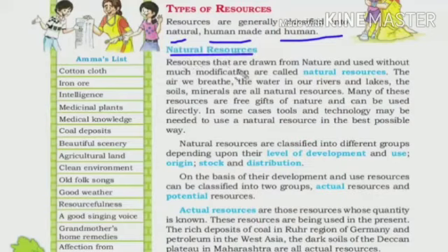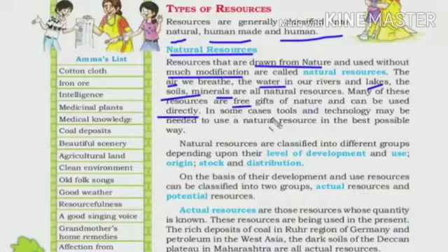By the name you can figure out that it is drawn from nature, and we use it with a little bit of modification. As we have read earlier, it is of no use if you don't know how to apply the knowledge. With modification, we can use the resources that are provided by nature. Some of the natural resources are air, water, lakes, soil, minerals. They are all natural resources. If you see, they are all free. You don't need to pay anything for them.